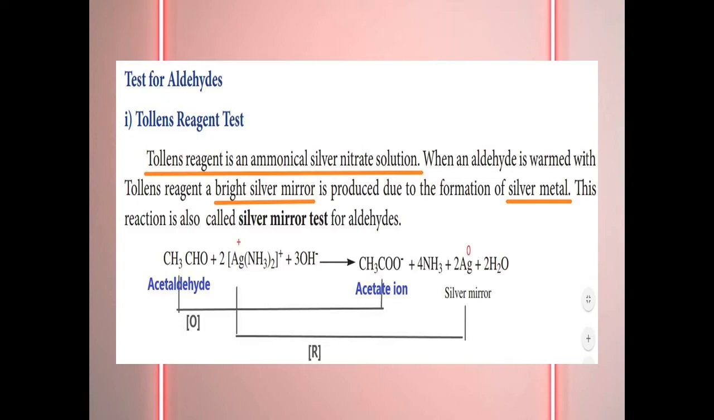Now see the reaction. Acetaldehyde is added to the compound we get from ammoniacal silver nitrate and 3OH minus. Now on the product side, acetate ion. The acetaldehyde gains one more oxygen, and we get acetate ion, then ammonia, and then silver. The oxidation number is 0 here. On the reactant side, the silver is positive, that is +1. +1 to 0 means it is reduced, so reduction occurs there and we get water. Students, it is an ionic reaction, so you have to memorize this reaction.